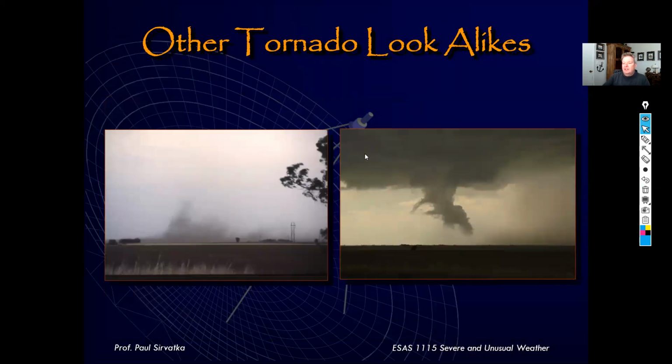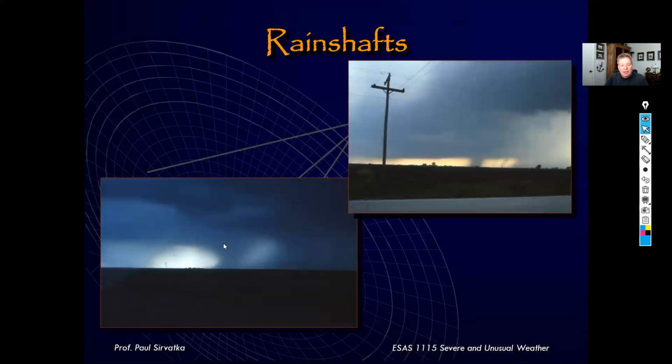Other tornado lookalikes: here we have some plow winds or dust being kicked up by outflow. Here, maybe some weird looking scud just kind of hanging down, not really rotating. But again, if you get caught unaware, all of a sudden you're like, oh, is that a tornado? You know, what about this? These are just rain shafts, even though they appear to be in the same location as you would expect a tornado.